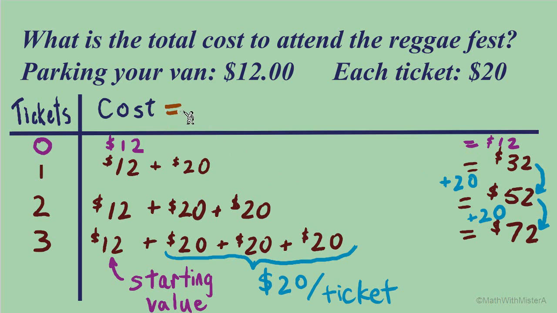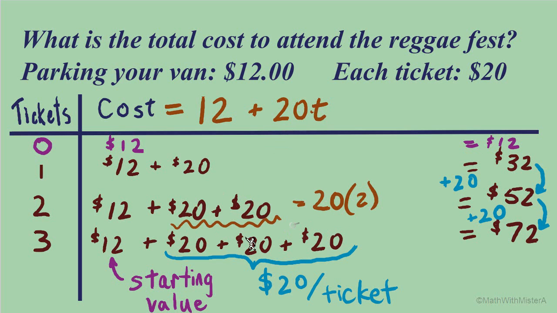Also in this table, we can see how to construct the equation that represents the total cost to attend the Reggae Fest. We know there's a starting amount of $12, regardless of how many tickets you buy, and then there's another $20 per ticket. How many tickets are you buying would be the variable t. If t equals 1, then we have 20 times 1. If t equals 2, then we have 20 plus 20, also known as 20 times 2. 3 tickets, there's 20 plus 20 plus 20, which we would just say 20 times 3.